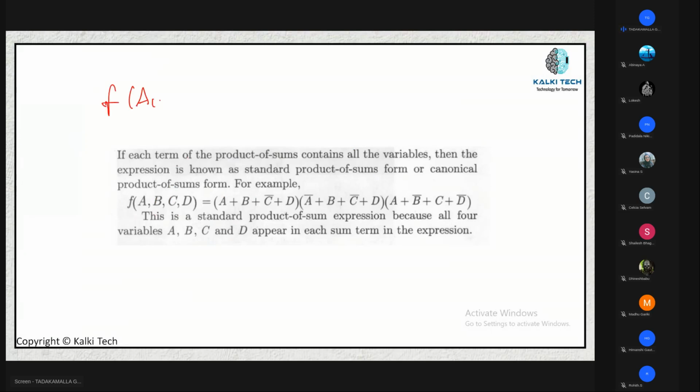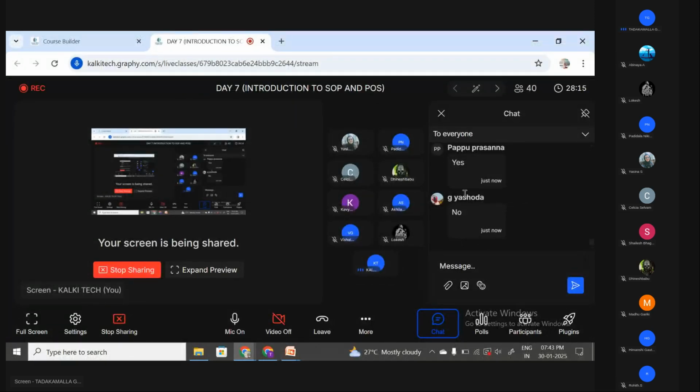F of a, b, c is ab plus bc plus ac. Is this canonical form or normal form?